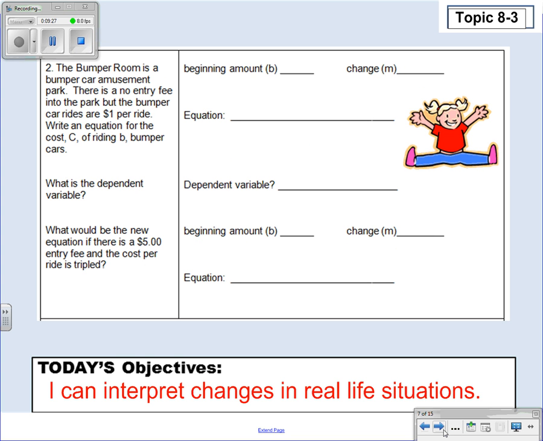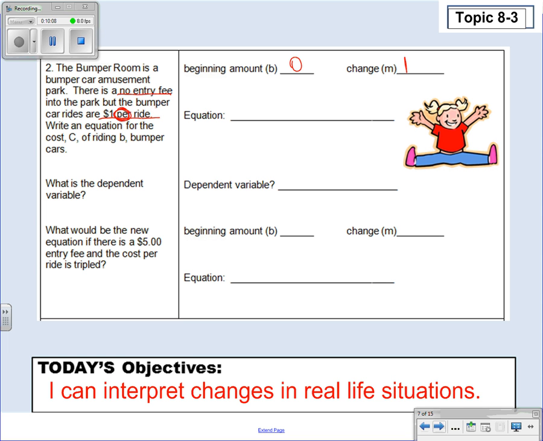Our second example, we have the Bumper Room, a bumper car amusement park. There is no entry fee into the park, but the bumper car rides are $1 per ride. We're going to write an equation for the cost C for riding B bumper cars. So our only dollar amount we have here is $1 per ride. Again, here's that word per, so that's telling us that it is going to be multiplied by something. That's going to be our change. I look back, a beginning amount is usually some kind of set fee. In this case, it says there is no entry fee, so our beginning amount is 0.